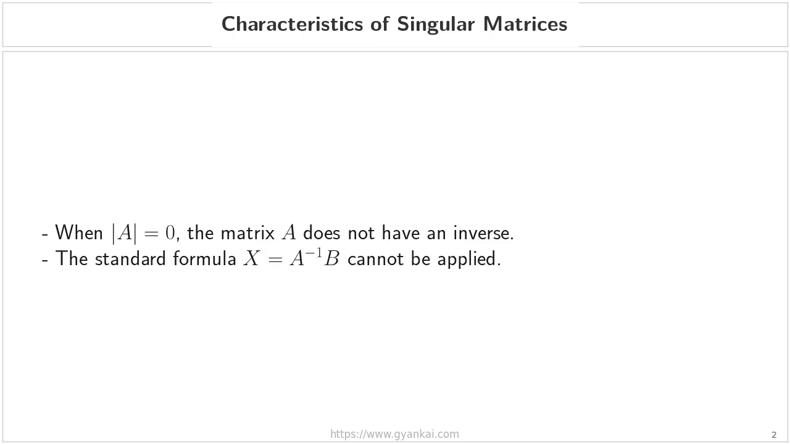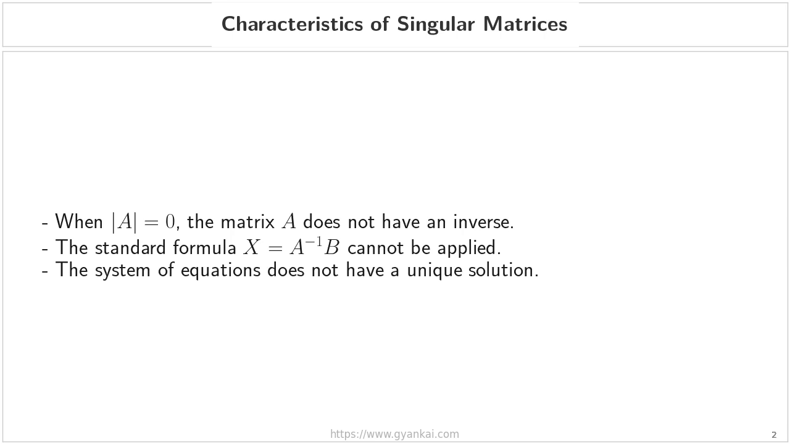Characteristics of singular matrices. Now that we've established what a singular matrix is from our previous slide, let's look closer at its specific characteristics. First, when the determinant of matrix A, which we write as |A|, equals 0, the matrix A does not have an inverse. This is a crucial point because it changes how we approach the problem. Because there is no inverse, the standard formula we used previously, where x equals A inverse times B, simply cannot be applied here.